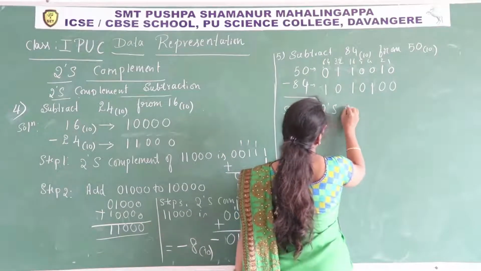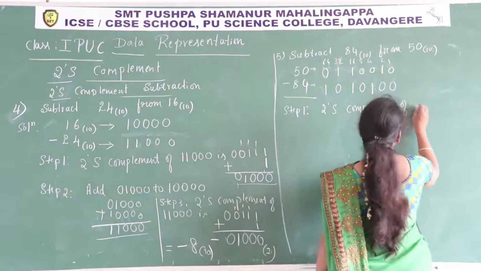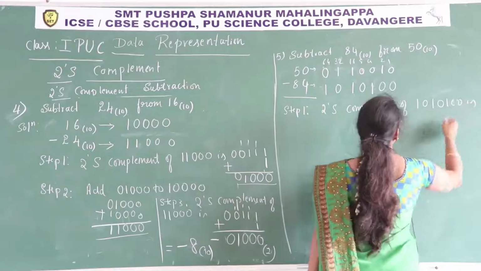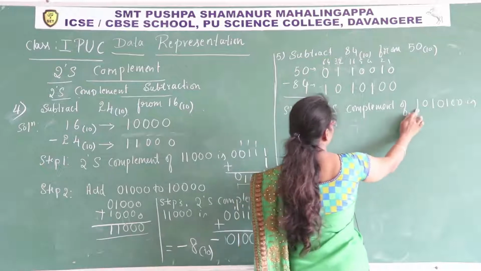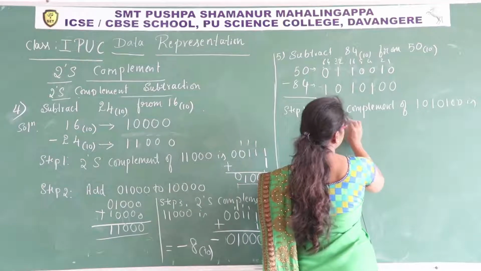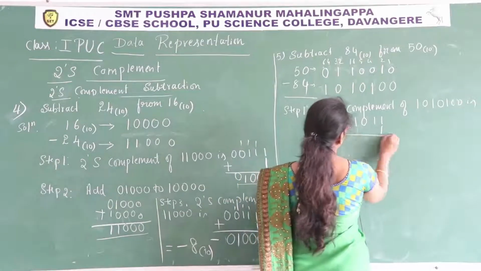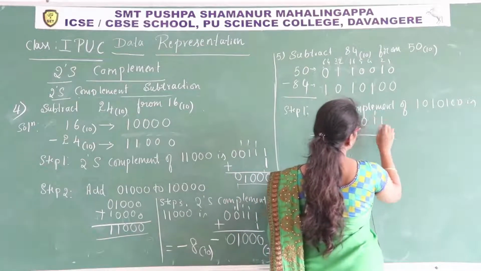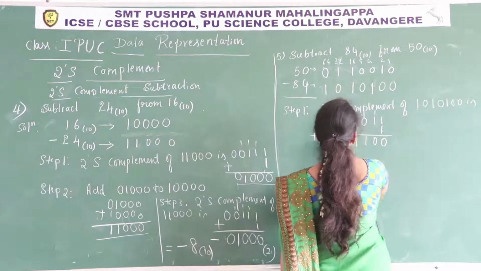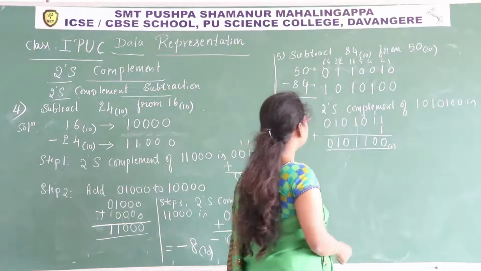Now the 2's complement of 1010100. First we have to take the 1's complement: 1 becomes 0, 0 becomes 1. The 1's complement is 0 1 0 1 0 1 1, plus 1. 1 plus 1 is 0, carry 1, 1 plus 0 is 1. So 0 1 0 1 1 0 0 base 2.